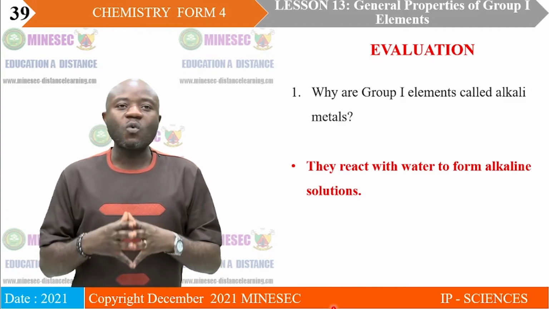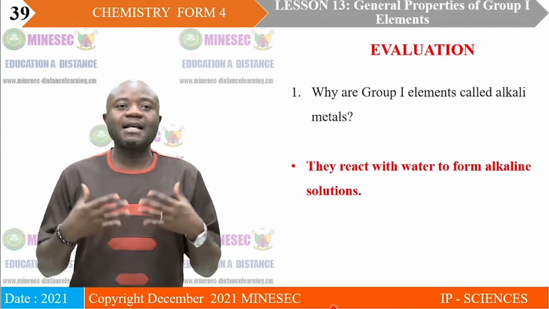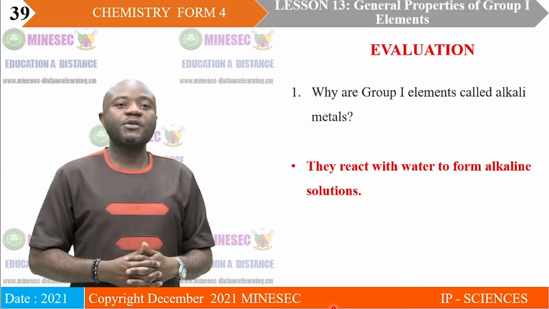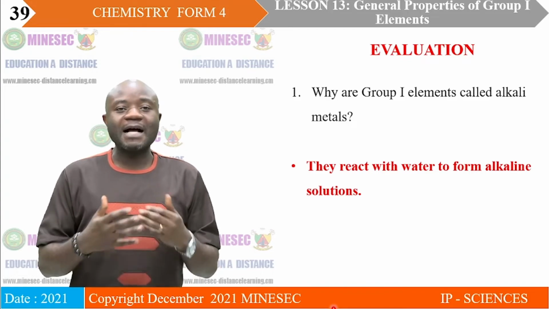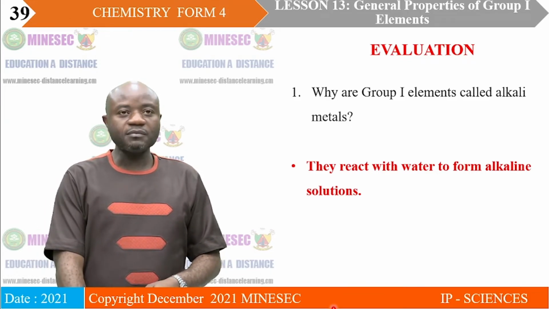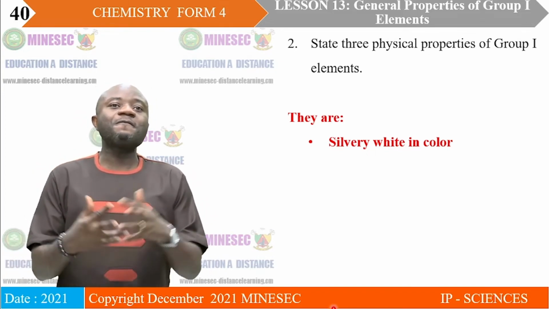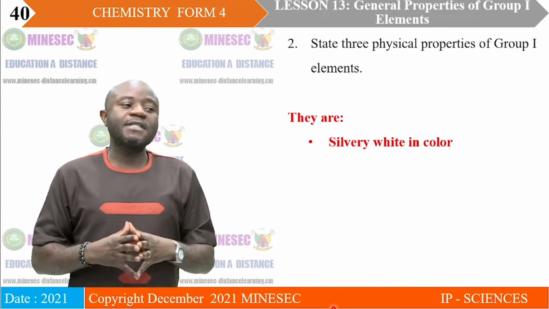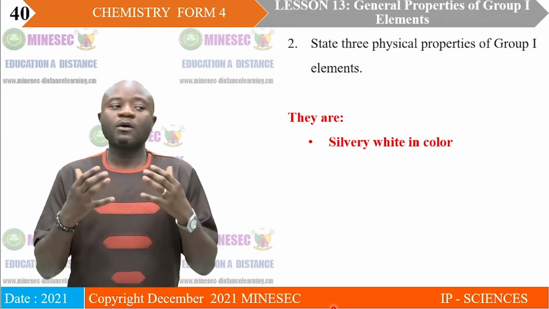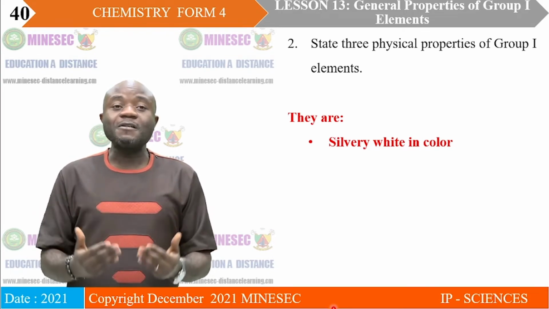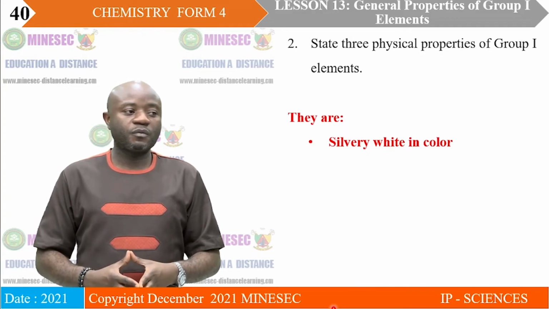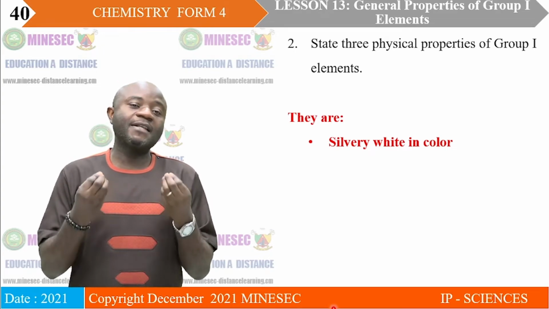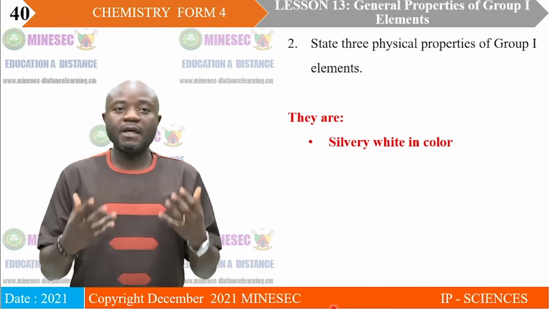Evaluation. Why are group 1 elements called alkaline metals? As we saw in our lesson, they are called alkaline metals because they react with water to form alkaline solutions. Our second question, state three physical properties of group 1 elements. In this lesson, one of the physical properties we saw is that group 1 elements are silvery white in color. That means they have the appearance of silver, or they appear as light gray in color.